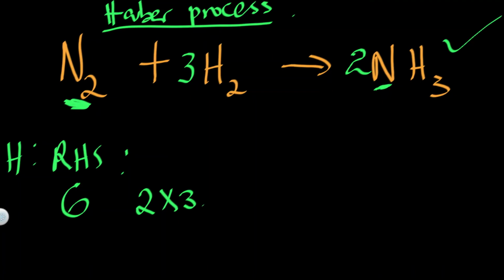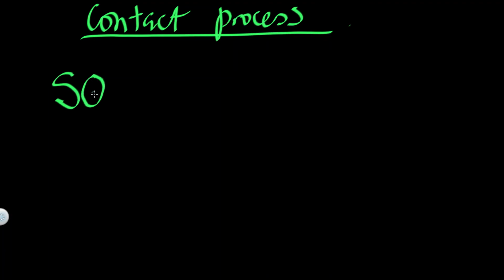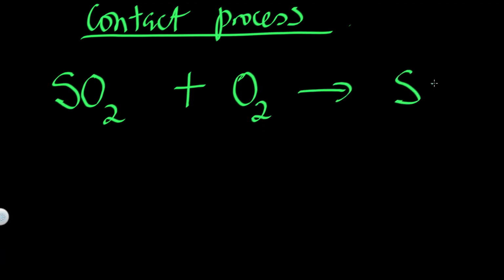Another common reaction that you know is for the contact process. We have this when you are manufacturing sulfuric acid: we have SO2, sulfur dioxide. We are reacting it with oxygen to form sulfur trioxide.